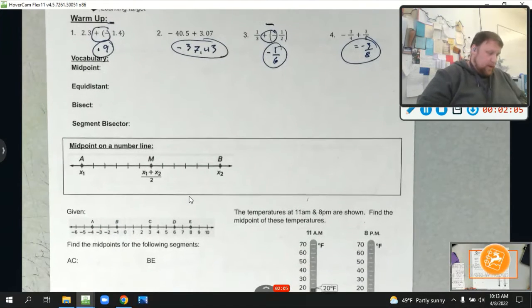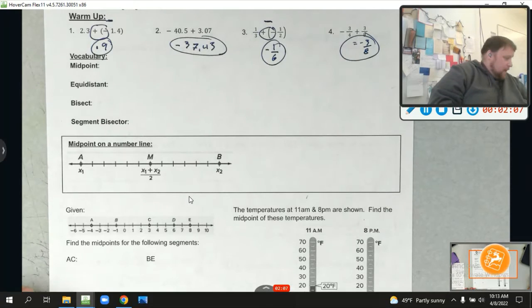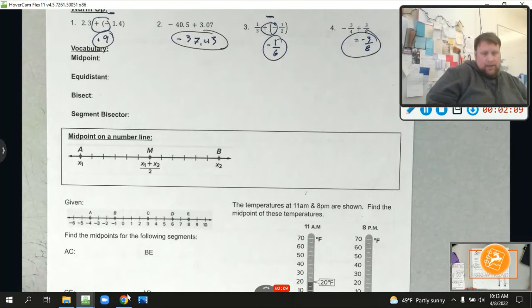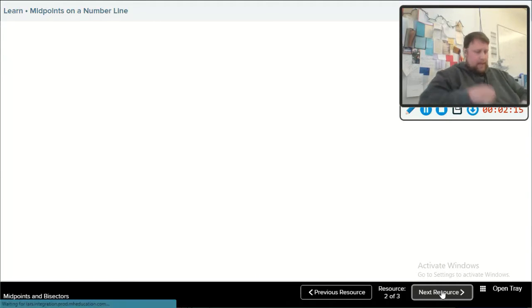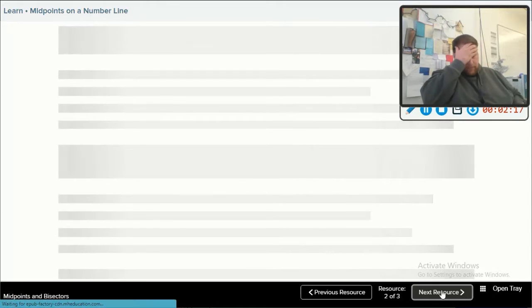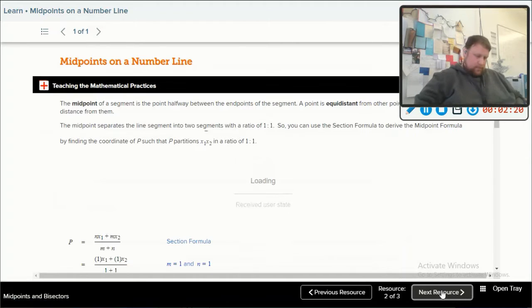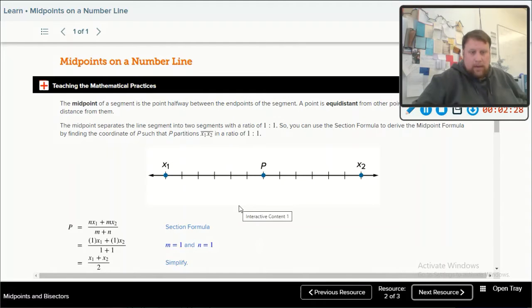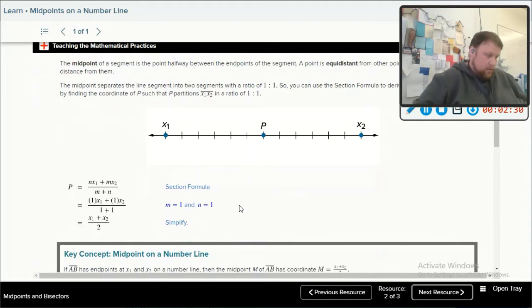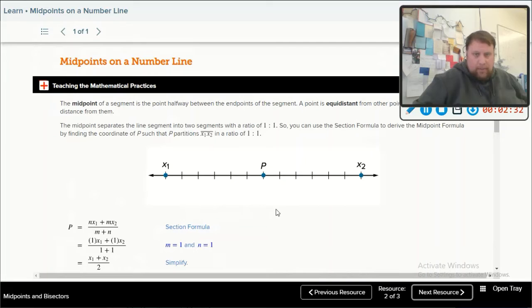So let's move on down to here. A midpoint on a number line. Actually, I do want to go back there. I have a slide for this. We don't have a lot of slides today, but we do have a couple. Okay. So, midpoint on a number line.